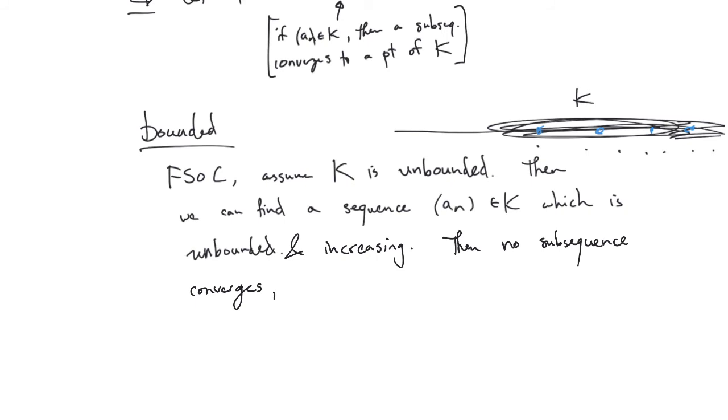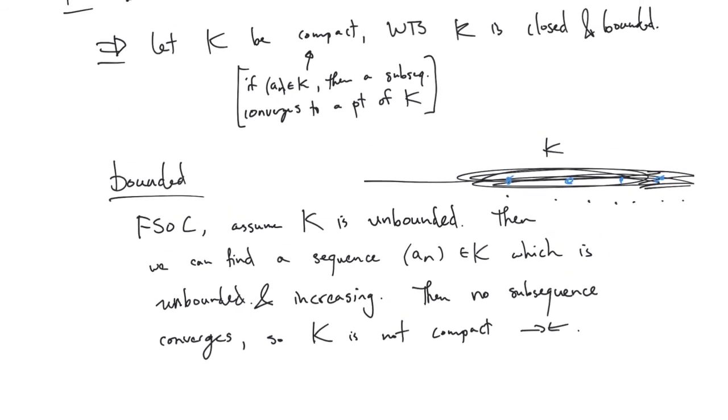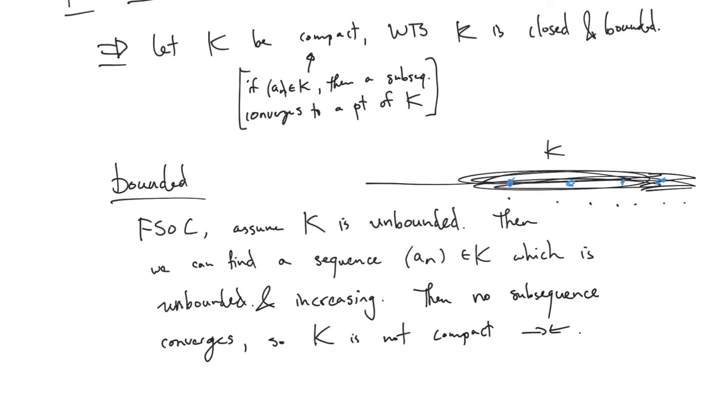And so K is not compact. And that's a contradiction with our main assumption that K is compact. All right. Okay, so this is the bounded step. Any compact set must be bounded, because if not, then you can find a sequence going out to infinity, but that will not have a convergent subsequence.